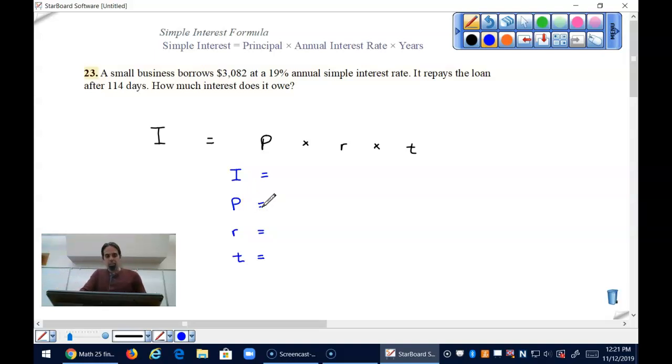In this case, the interest rate is what we solve for. The principal is $3,000.82. The rate is 19%. And I'm going to need to change that into a decimal. So I'm going out of percent.